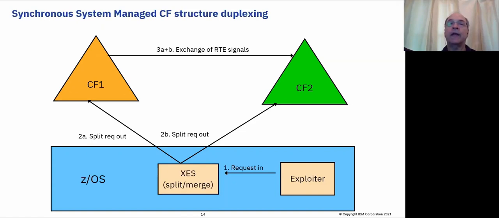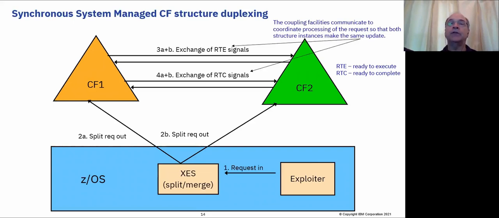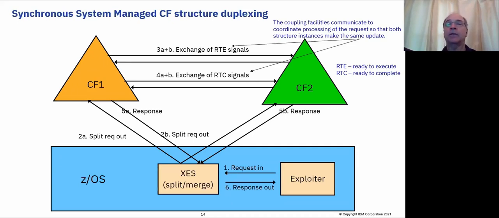Those two structures then exchange ready to execute signals to say, okay, they've each gotten this request and they're ready to do something about it. Then they exchange ready to commit signals. The whole idea behind the ready to execute and ready to commit signals is to make sure that each one of them is doing the same thing, so each one of them will have the exact same information, right? It's duplexed. Once they've both agreed, then the responses come back to XCF. Now that XCF knows that the request has gone in and been handled by both structures, so it's in sync in both places, only then does XCF give the response back to the IRLM, and the IRLM can carry on.